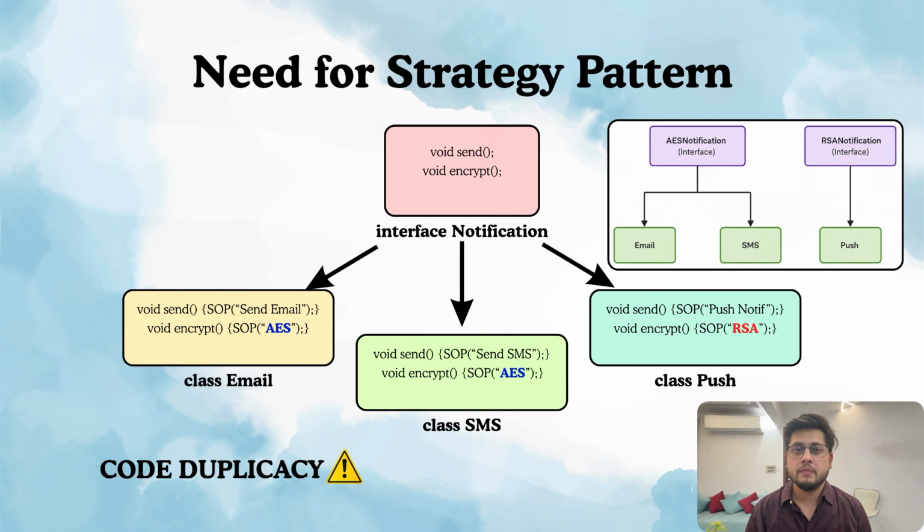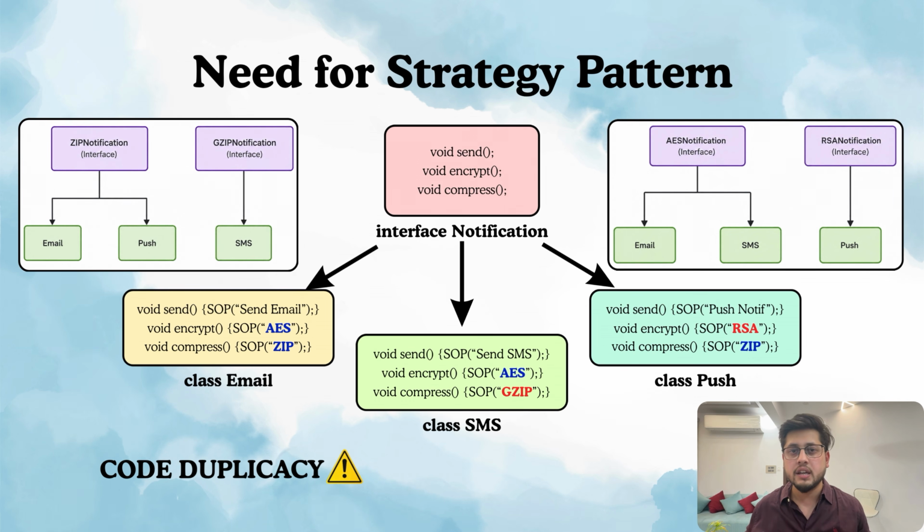But now let's say in my original interface, I have one more method, let's call it compress. And this time Email and Push have the same compression logic. They are compressing using zip, and SMS has a different logic. It is compressing using gzip. So this time Email and Push are a family, and earlier Email and SMS were a family.